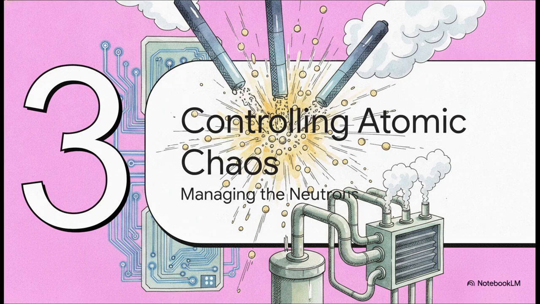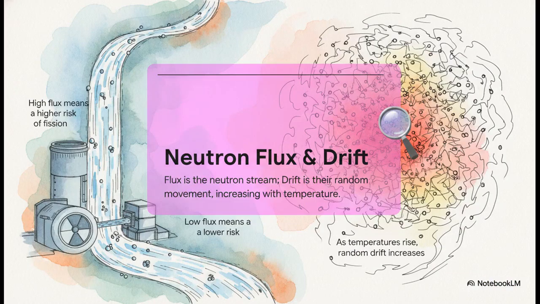Moving on to Section 3, controlling the atomic chaos. Okay, so we've unleashed this microscopic cascade. Now we have a completely different problem. How do we control it so things don't just run wild and melt down?